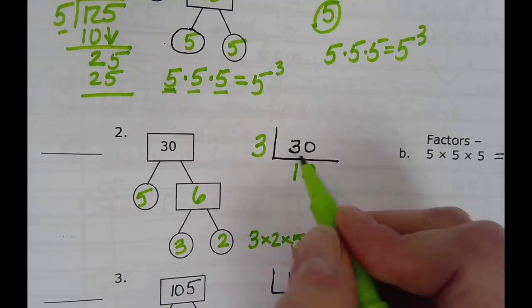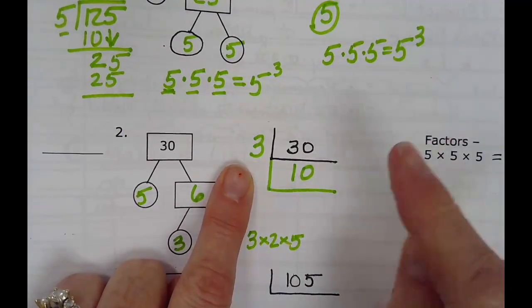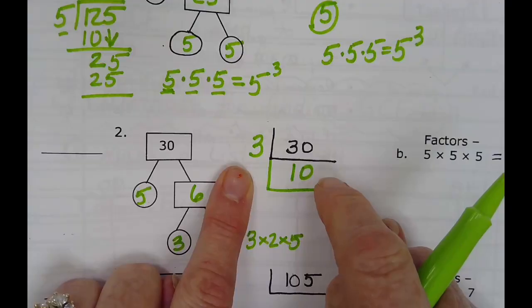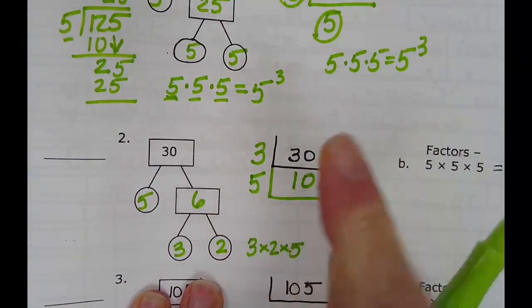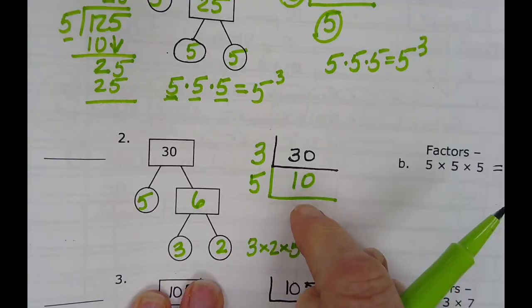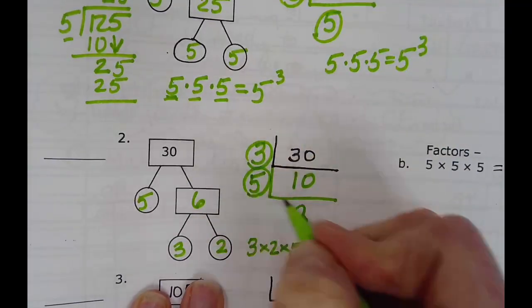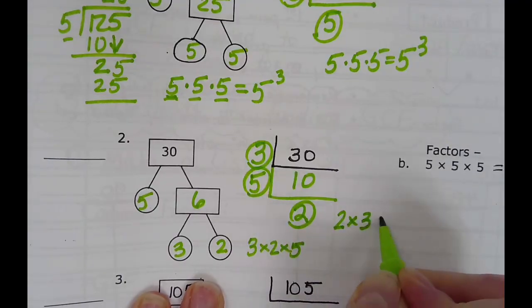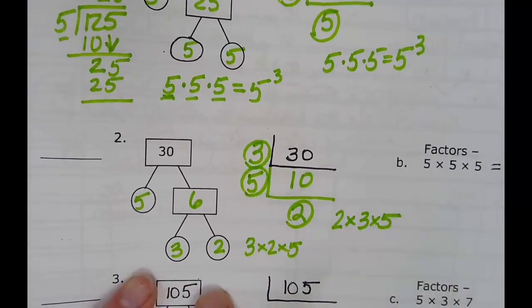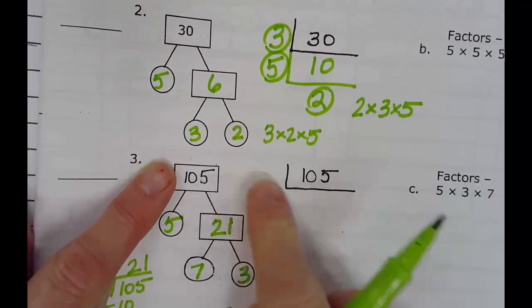I've got people not paying attention, and that's concerning, gentlemen. Focus. Okay, so I am going to divide by a prime number. What's a prime number that I can divide into 10? 5. How many times does 5 go into 10? So, notice, same prime numbers. It's going to be 2 times 3 times 5. Same thing that we had over here. It's just a different way to do it.